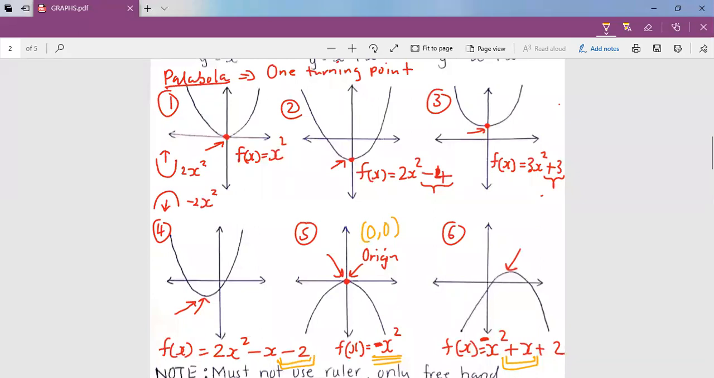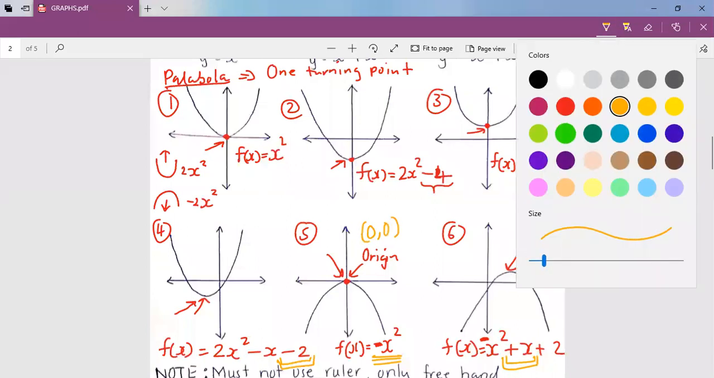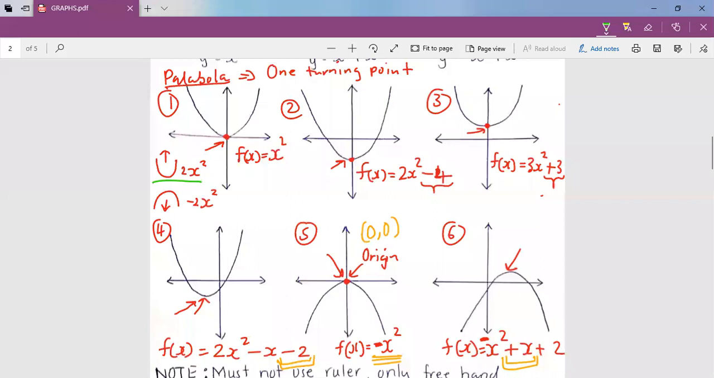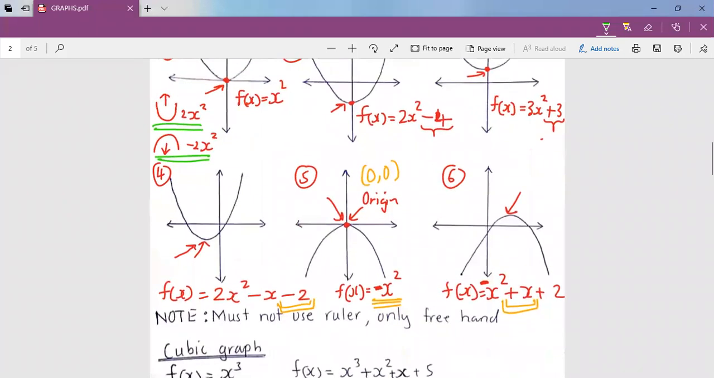So these are the examples of how a quadratic graph, known as a parabola, looks. Remember, it might face up or it might face down, which I indicated for you here. When it faces up, the coefficient of x squared is positive. And when it faces down, the coefficient of x squared is negative. So we might have curving up or curving down.